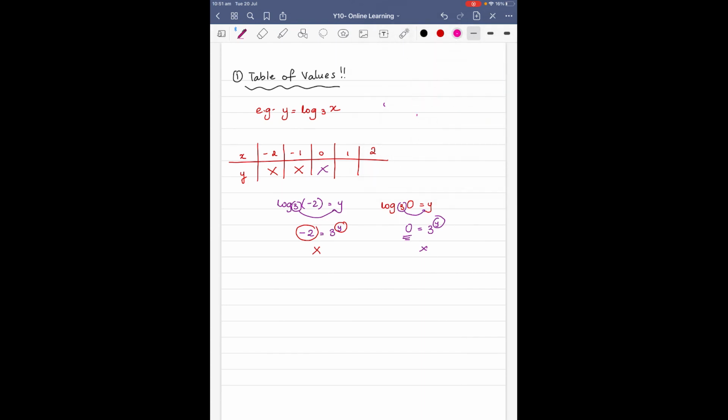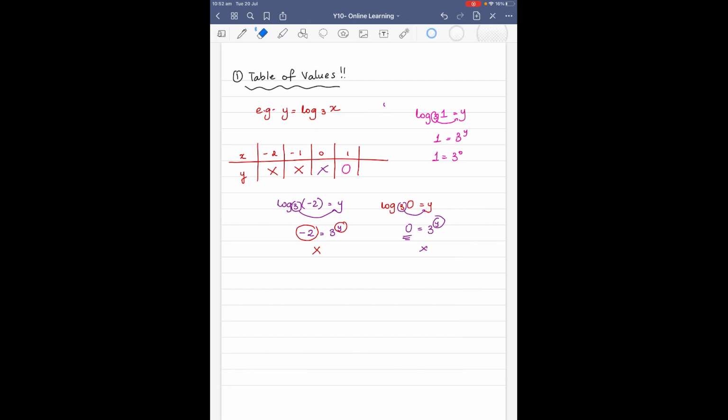Let's try number 1. So log base 3 of 1 equals y. We bump up the 3. So 1 equals 3 to the power of y. We know that y can be 0, so 3 to the power of 0 is 1. So y is 0, yeah? We can keep going like that.